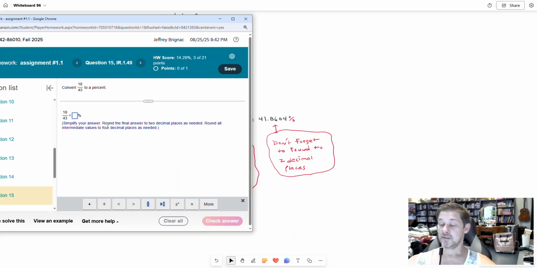But then it says round the final answer to 2 decimal places. So this is what I get just working with the numbers I have. But as far as what we're going to put in is going to be this answer rounded to 2 decimal places. Okay, so let's see. How do you round 41.8604 to 2 decimal places? Well, 6 is in the second decimal spot, and the next one is 0, so we leave that alone, right?